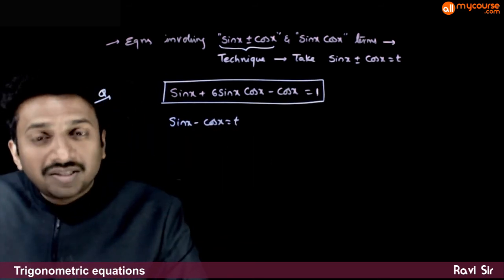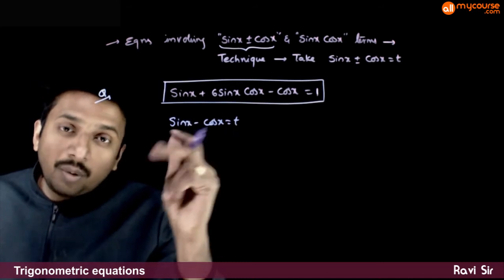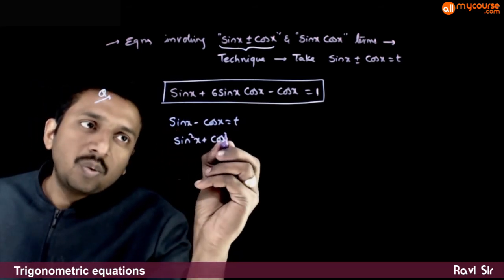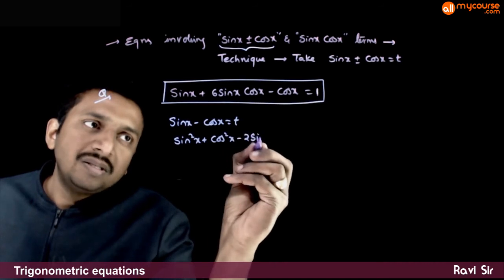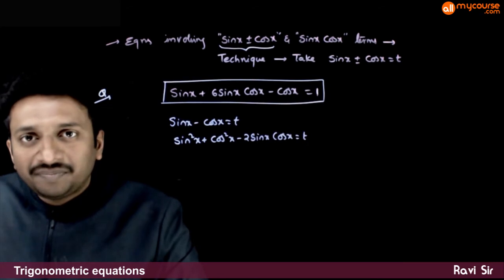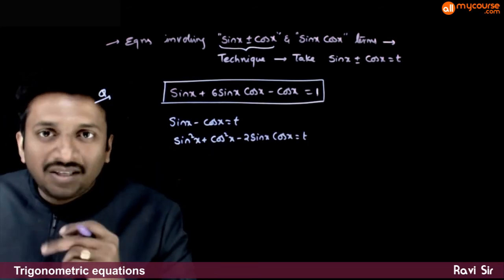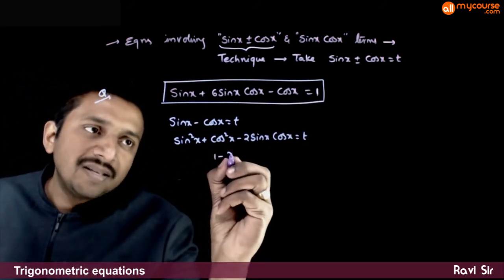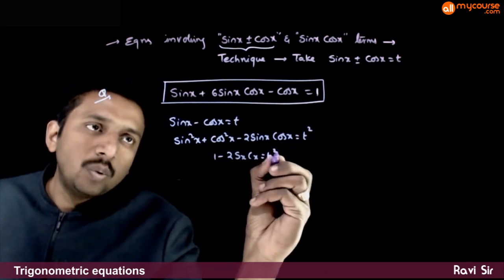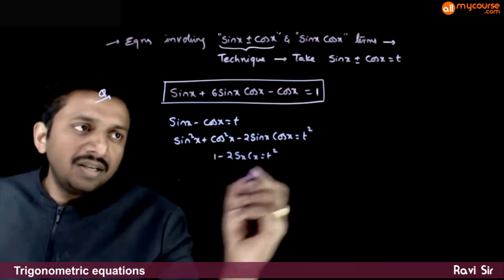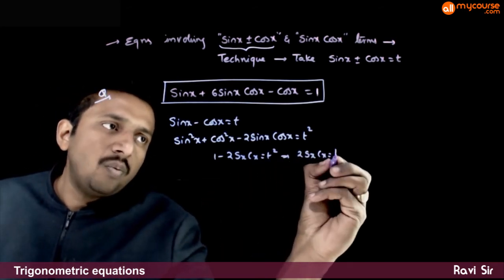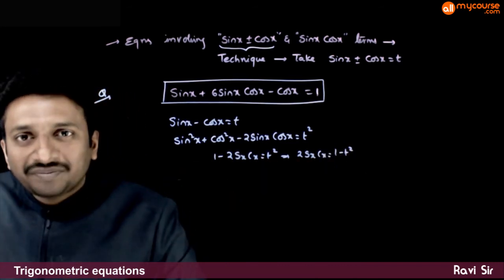So if I do this, what is the simplification that I get? If I square it on both sides, you get sin square x plus cos square x minus 2 sin x cos x is equal to t square. Sin square x plus cos square x is equal to 1. So 1 minus 2 sin x cos x is equal to t square. I have squared it on both sides. So I can write 2 sin x cos x is equal to 1 minus t square.